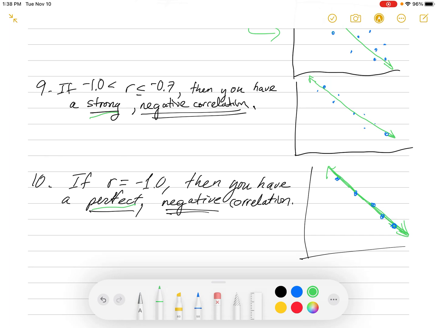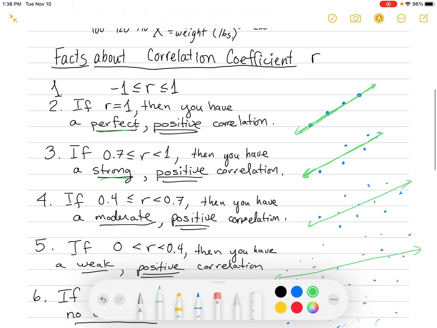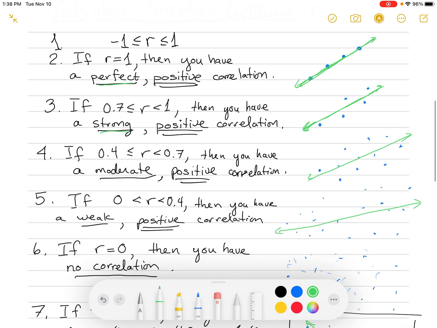Okay, so we have these 10 different cases here, I guess. Well, actually 9, because negative 1 to 1. The first fact just tells you the correlation coefficient only goes from negative 1 to 1.